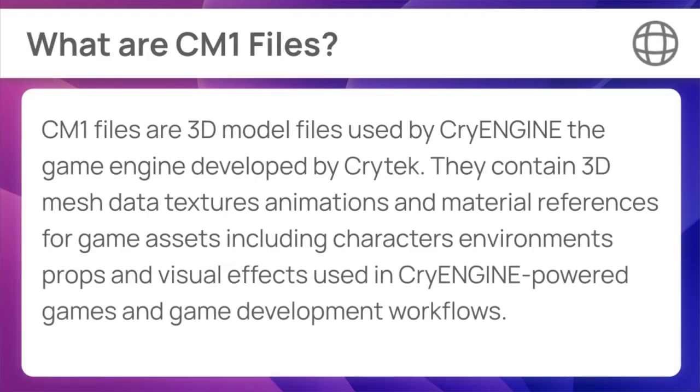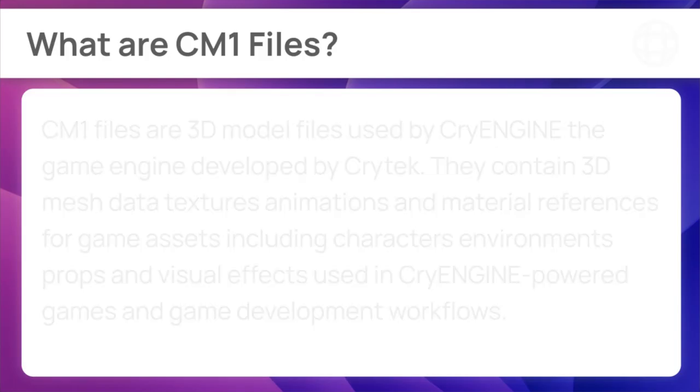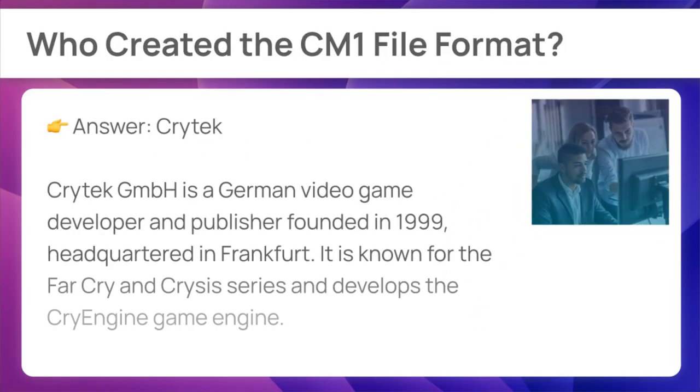CM1 files are 3D model files used by CryEngine, the game engine developed by Crytek. They contain 3D mesh data, textures, animations, and material references for game assets, including characters, environments, props, and visual effects used in CryEngine-powered games and game development workflows.